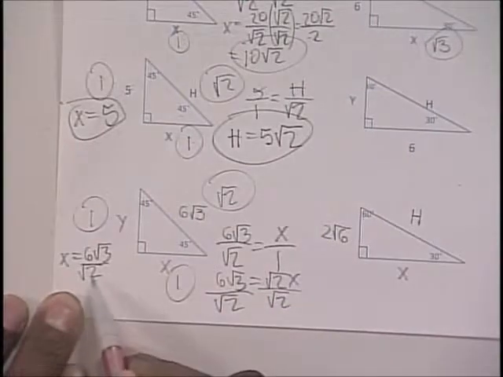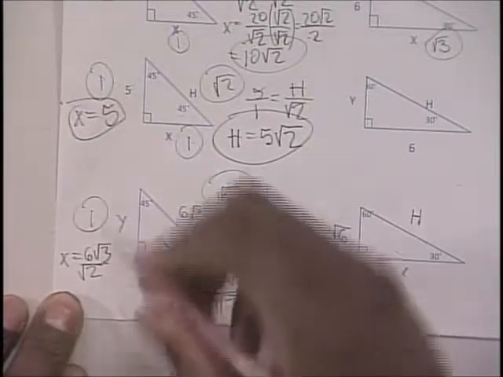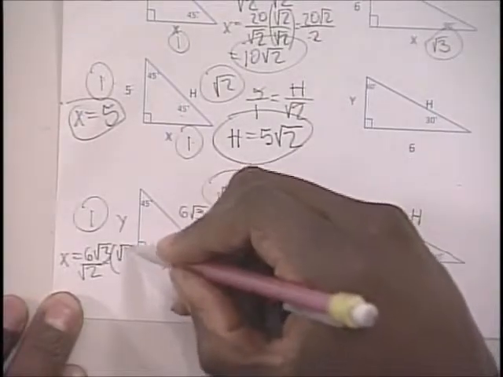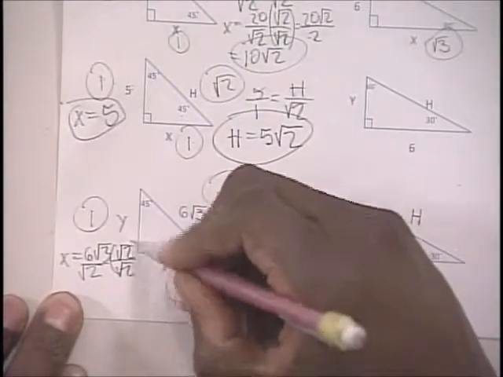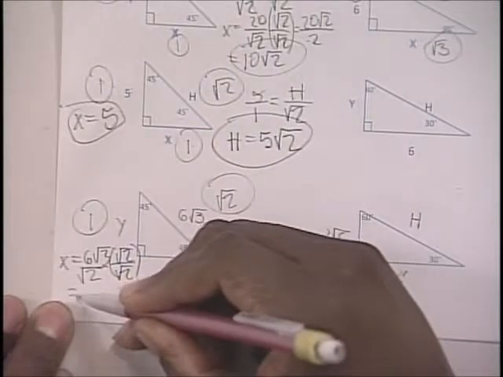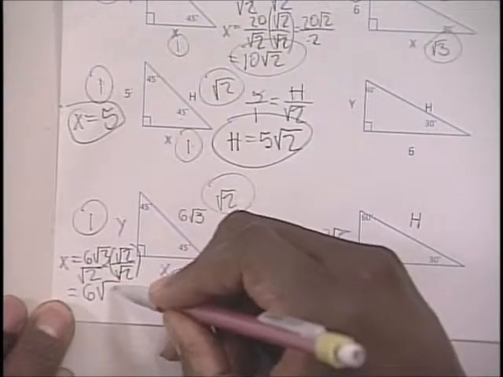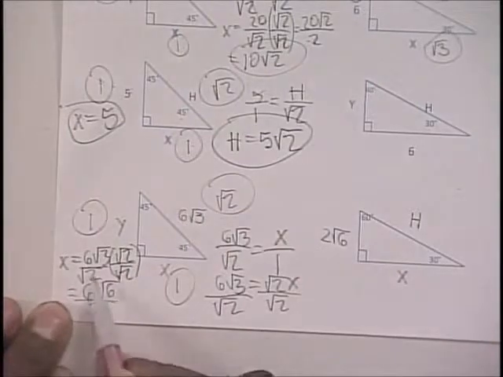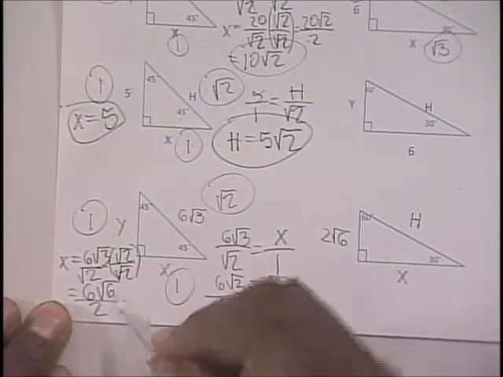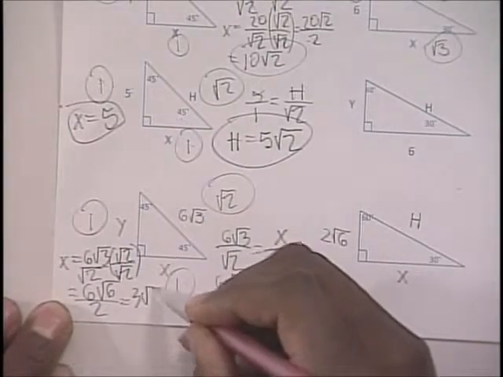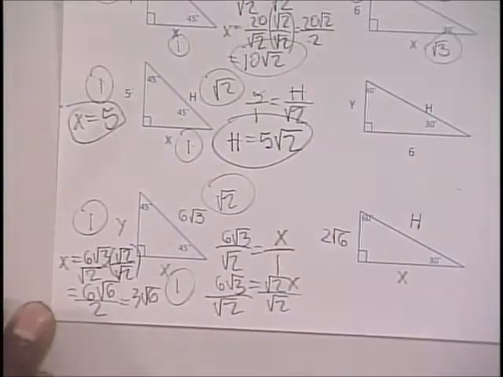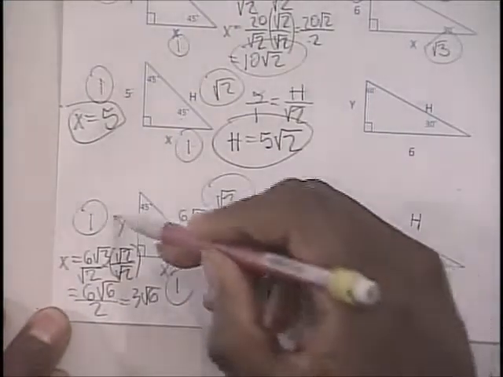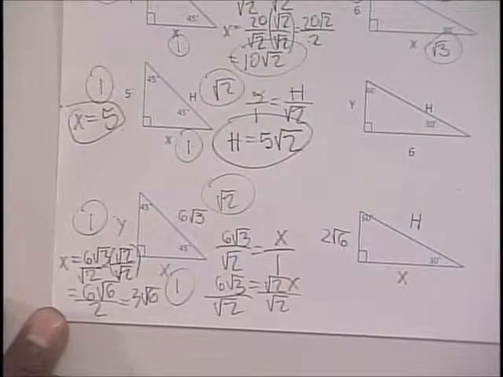Most problems won't want a radical in the denominator. So you multiply by 1, radical 2 over radical 2. You end up with 6 radical 6 over 2. Radical 2 times radical 2 is 2. And you're going to end up with 3 radical 6. Both x and y are 3 radical 6.